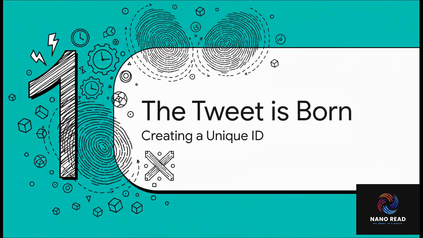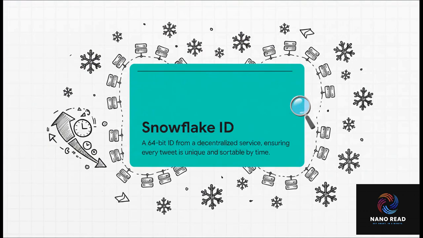So, here we go. The first section, the tweet is born. And I mean, this happens fast. We're talking milliseconds. Before your tweet can even think about traveling the world, it needs an identity. Think of it like a unique, unchangeable digital fingerprint. It has to be one of a kind to stand out from the billions of others. So how do you do that?